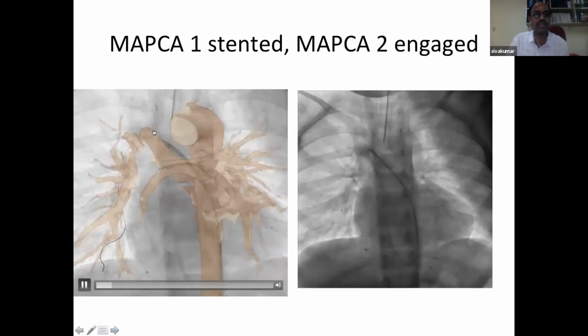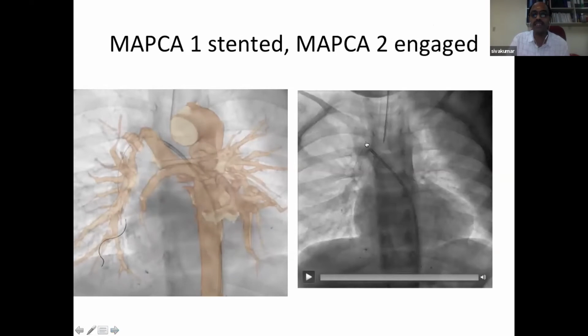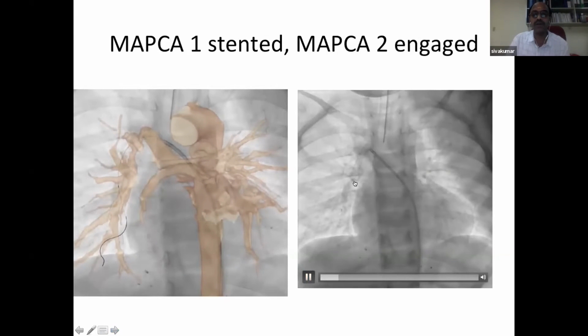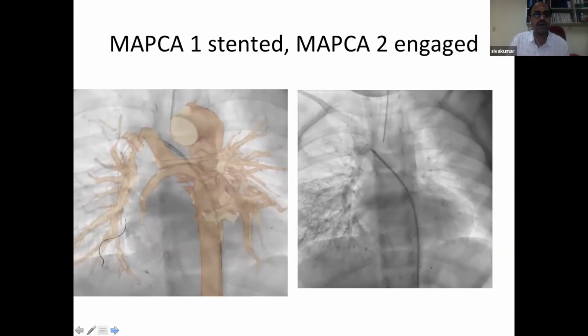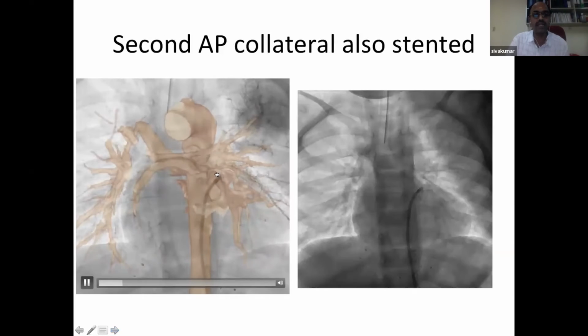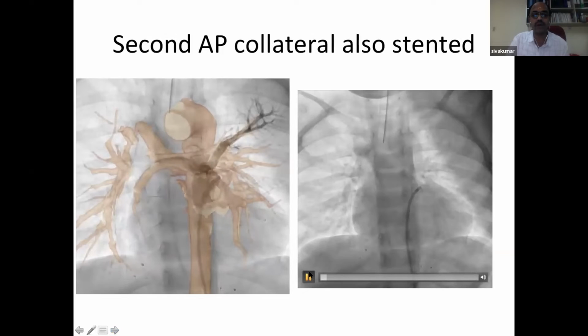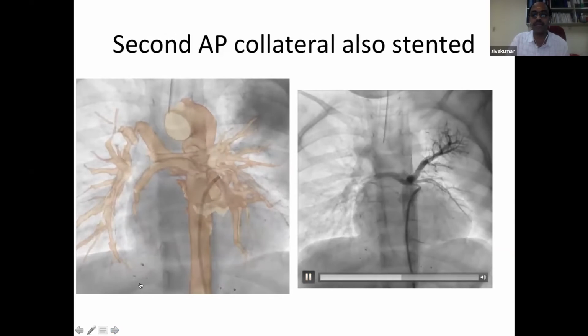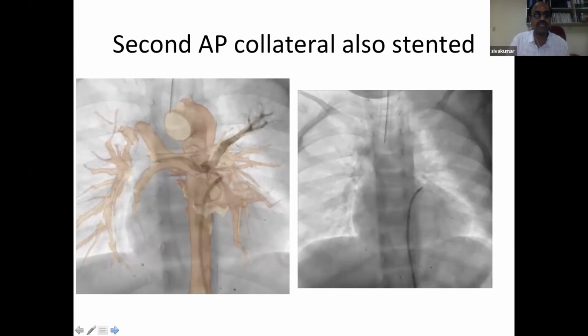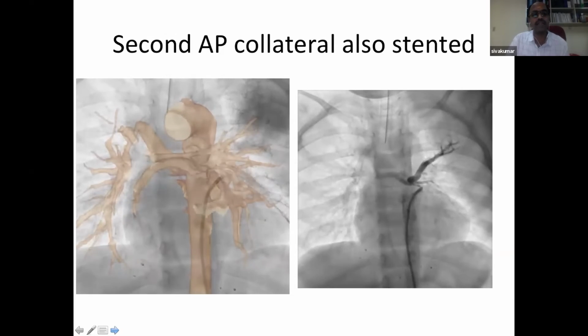And now you have stented this MAPCA. This is the stent in the MAPCA now. You can appreciate the right MAPCA has been stented. Then go on to the next, the second one that was having a tight narrowing at this point. The second MAPCA is now having a tortuosity as well as a tight stenosis. And then finally, both are stented.